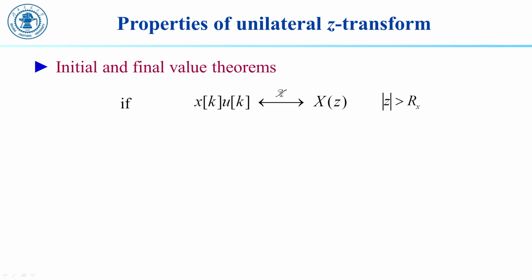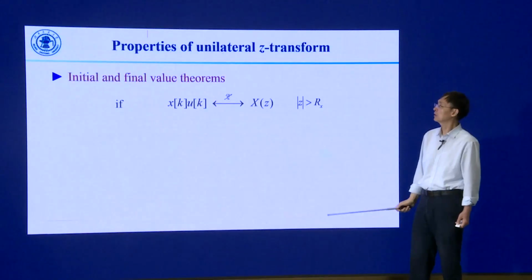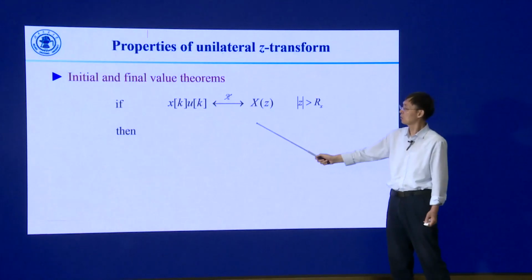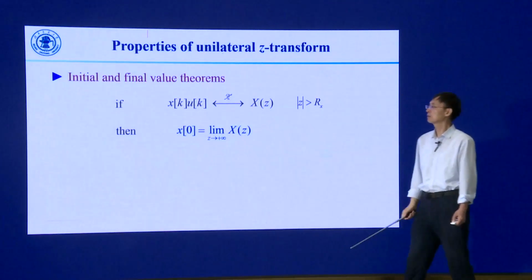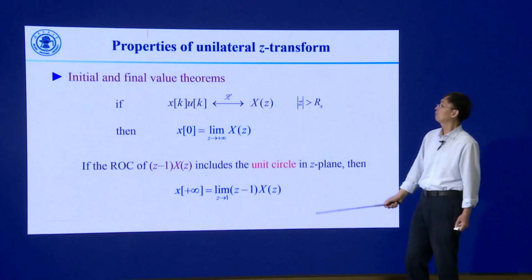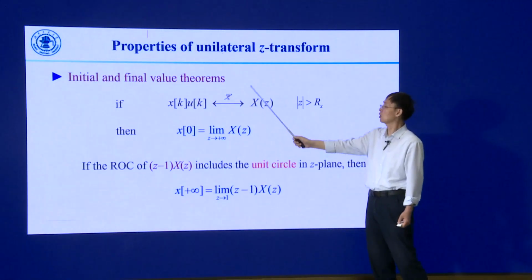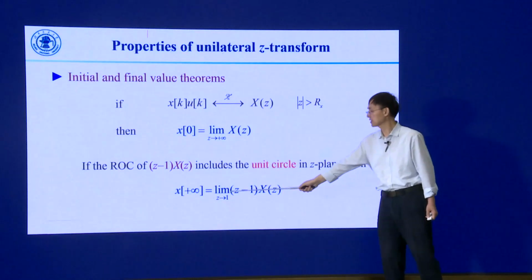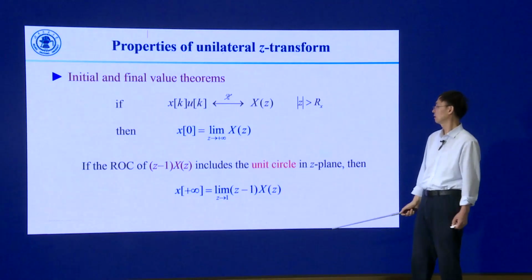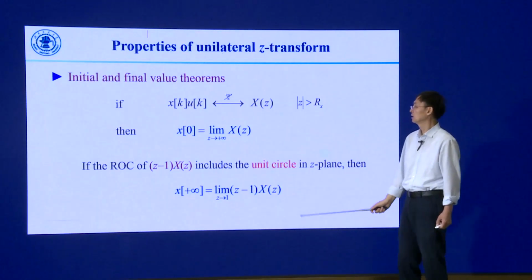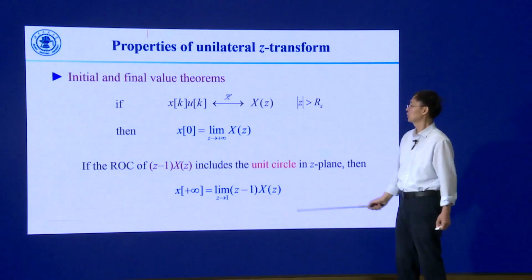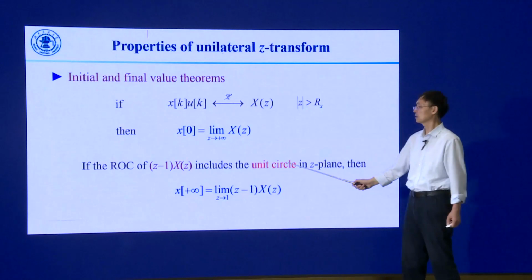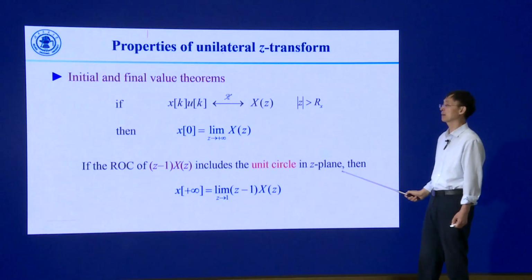Here are the initial and the final value theorems. The initial value theorem is described in this equation. The final value theorem is described in this equation. Of course, the ROC of this function should include the unit circle in the Z plane.